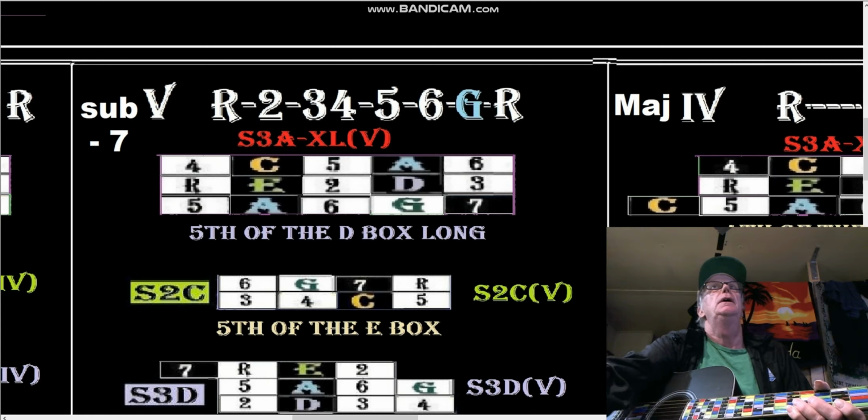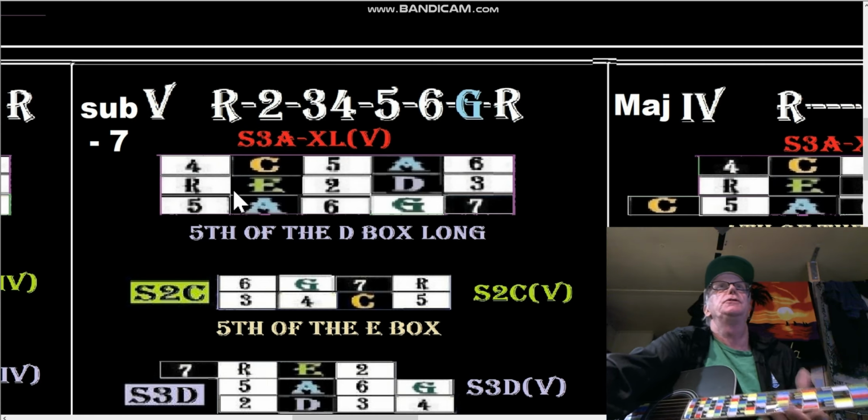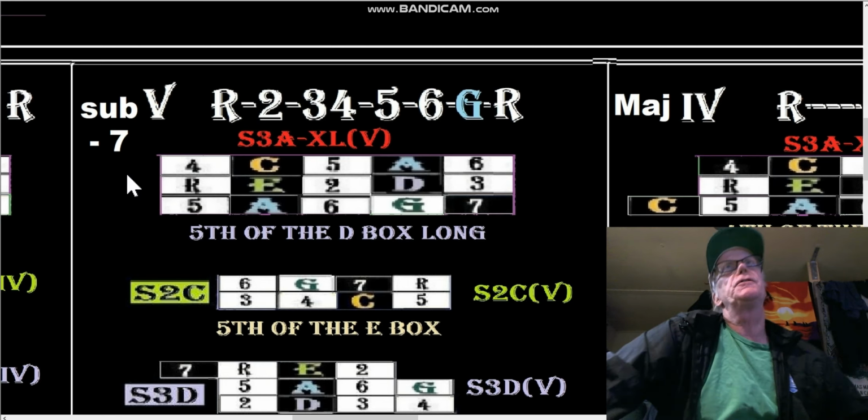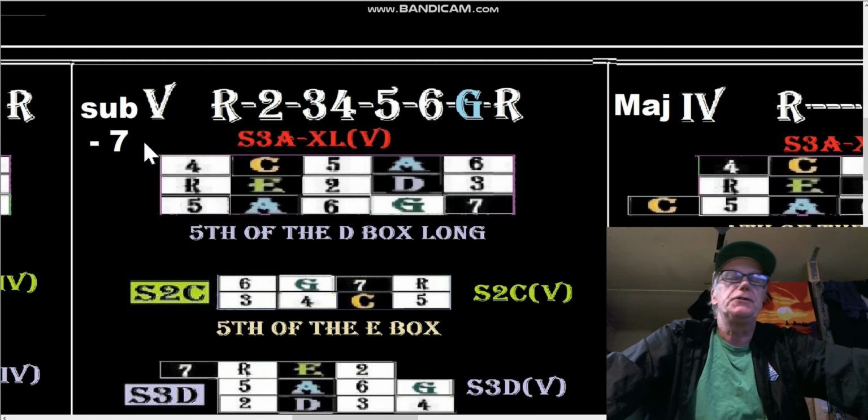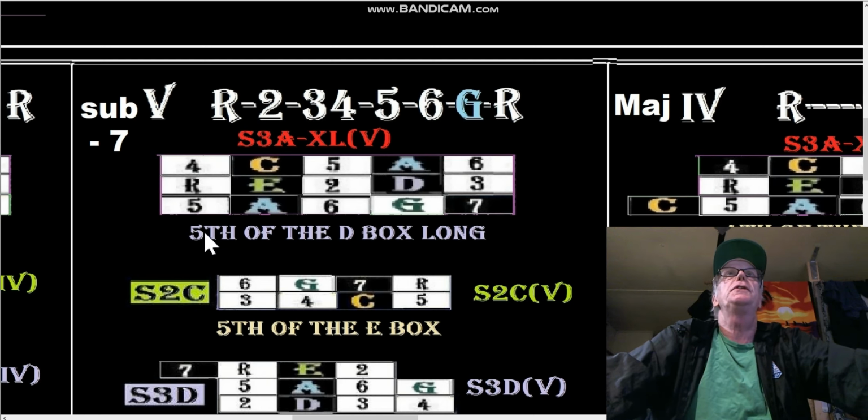All right, so we're just looking at these substitutions. The fifth, we're going to leave the seventh off. If we want to add the seventh to the fifth substitution, we're just going back to the original diatonic of the root there. So this is the fifth of the D long box, 5, 6, 7 there, but we have to diminish that seventh to go back to the D long box.